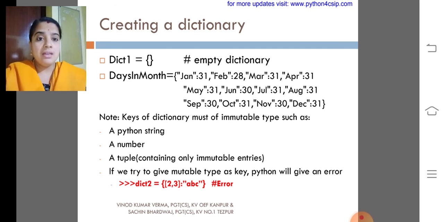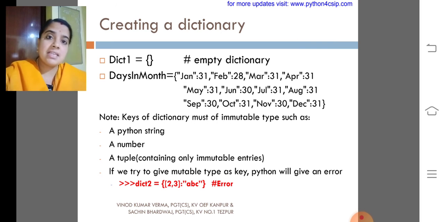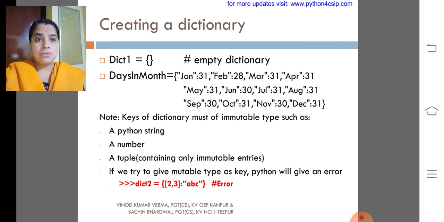The first one is creating an empty dictionary and filling it with key value pairs. Look at the example which I had given. dict1 is equal to an empty dictionary, and days in month. My dear children, I had created a dictionary with the months as the keys and the dates as the values. So what are the keys I used here? Jan, Feb, March, April, like that. And the values like 31, 28, 31, etc.